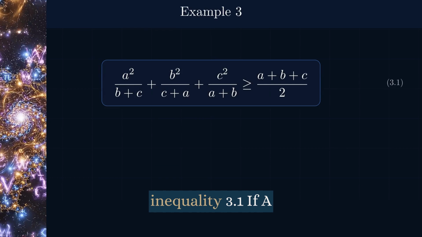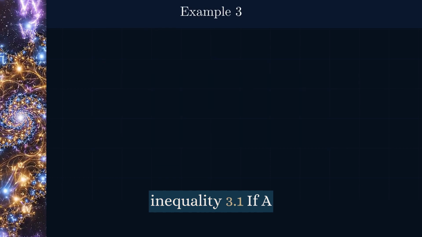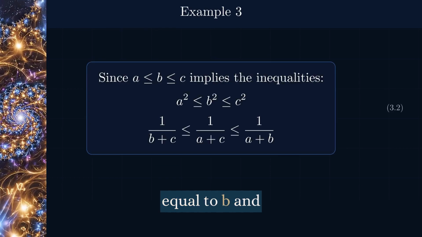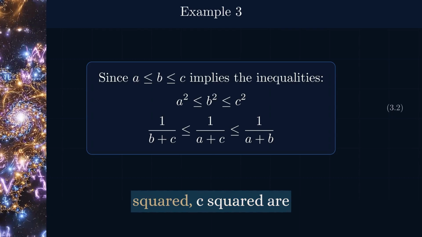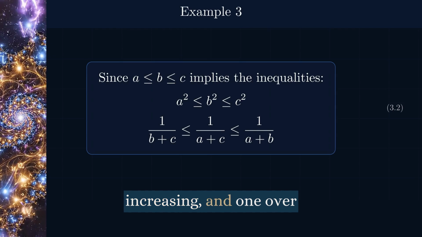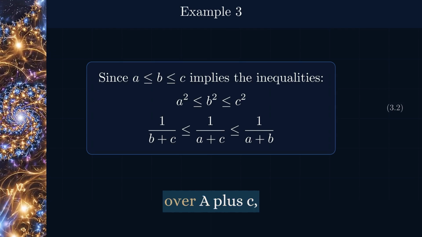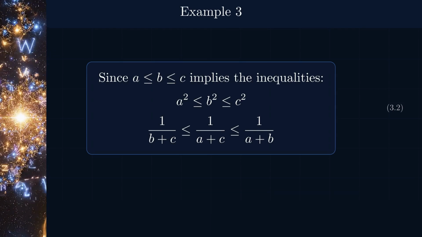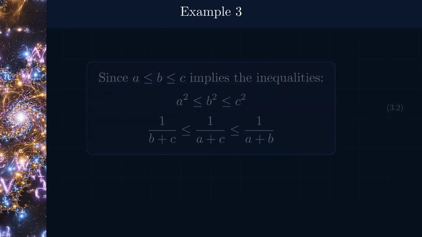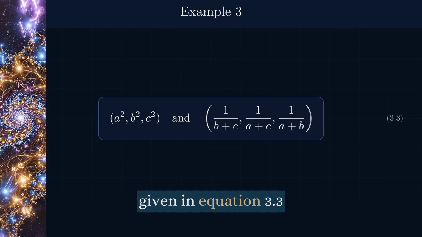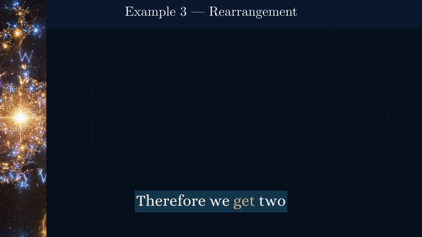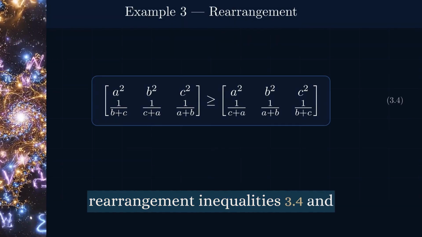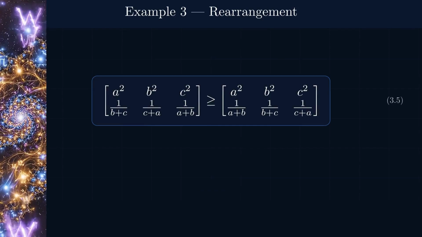Example 3. We shall prove the inequality 3.1. If A is less than or equal to B and B is less than or equal to C, then A squared, B squared, C squared are increasing, and 1 over B plus C, 1 over A plus C, 1 over A plus B are also increasing. So the two triples given in equation 3.3 are of the same type. Therefore we get two rearrangement inequalities 3.4 and 3.5.